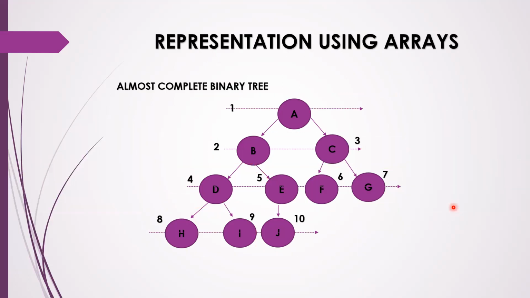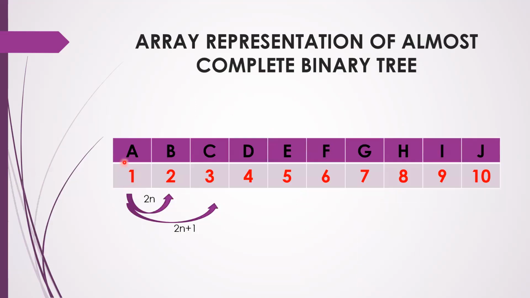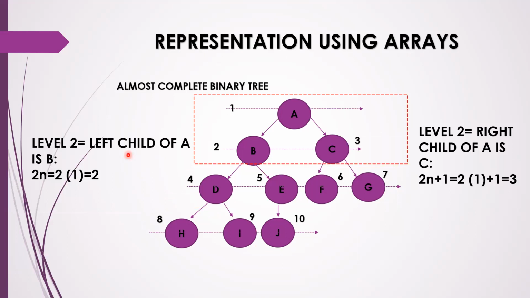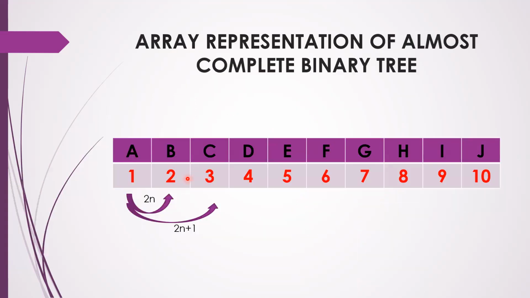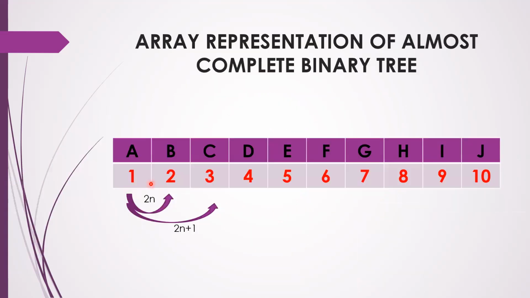So if you see, A is stored in index 1. So at index 1, A's value is stored. And B is stored at 2, and C is stored at 3. So A's left child is 2 into n, that is 2 into 1, which is 2. So you can find B. A's left child is B. Again, A's right child is 2 into n plus 1. So 2 into 1 plus 1, which is 3. Similarly, you can map everything.